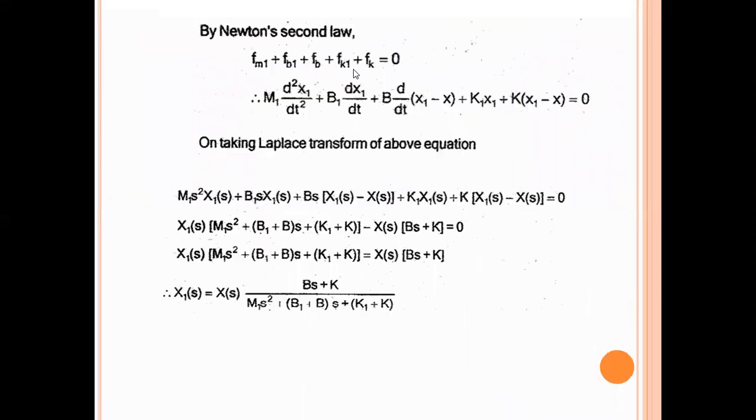So substitute all these equations according to Newton's second law and equate it to 0, because there is no applied force F on m1 directly. So substituting all those equations here, we'll get differential equation 1. Let us say this is differential equation 1. Now apply Laplace transform on both sides.